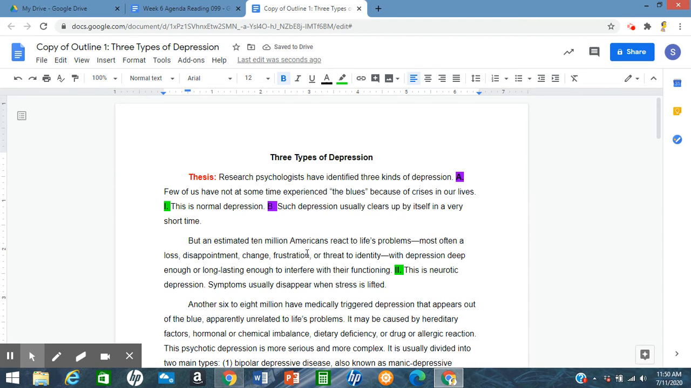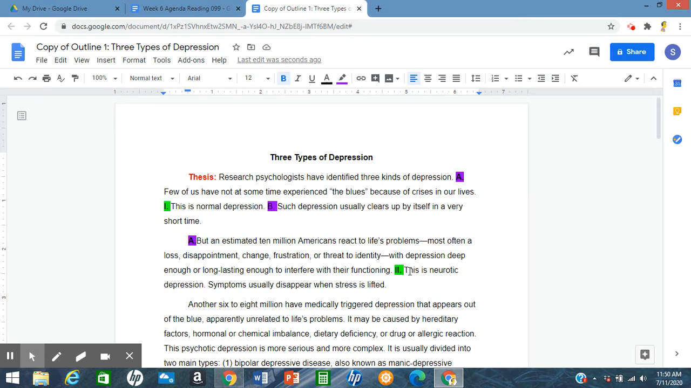And so what are they saying about neurotic depression? Well, here's major detail 1. And again, it's an A. But an estimated 10 million Americans react to life's problems. And then they have a list here. See this hyphen here, most often loss. So what are these life's problems? The list here indicates to you, you have to separate all these. This is your major detail, the minor details.